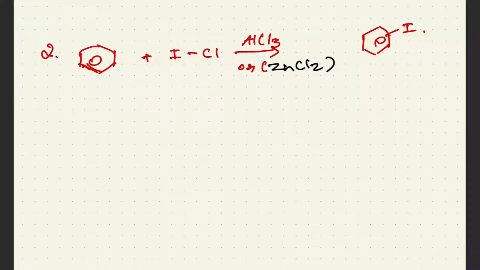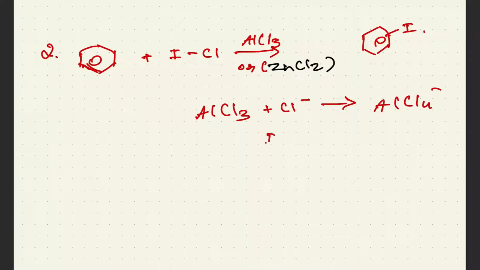Thinking logically, AlCl3 being a strong Lewis acid is in search of electrons. The electron density on chlorine is more due to its electronegativity. So this AlCl3 goes and takes off the Cl minus, and then AlCl4 minus is formed, and I plus is left, which acts as an electrophile.